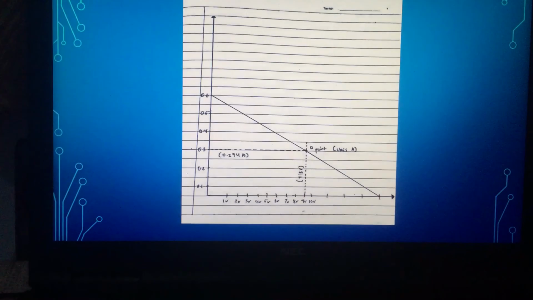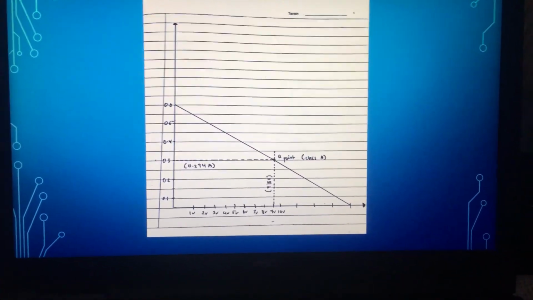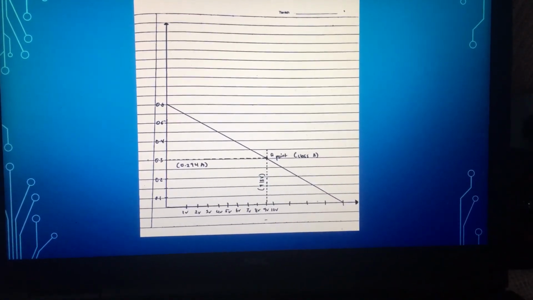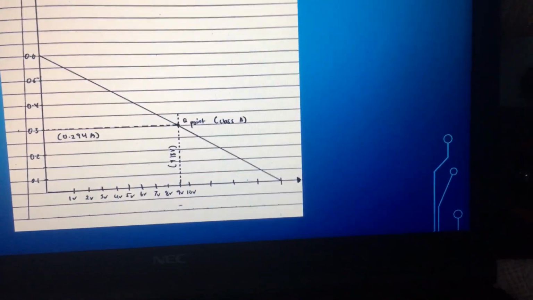Next. Okay, this is the graph for the IC saturation, where we can see the Q point of class A.